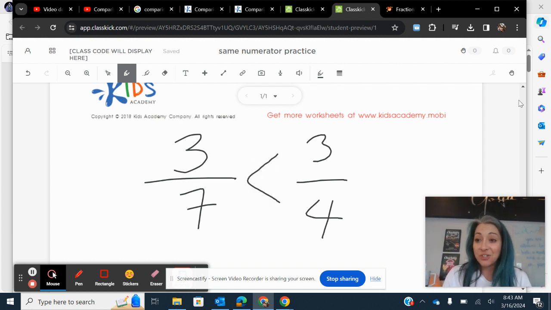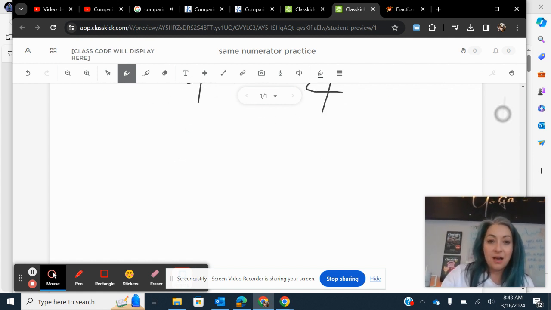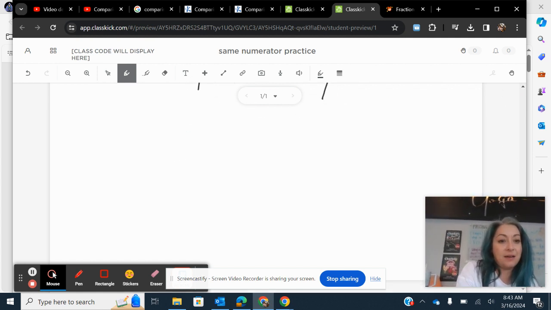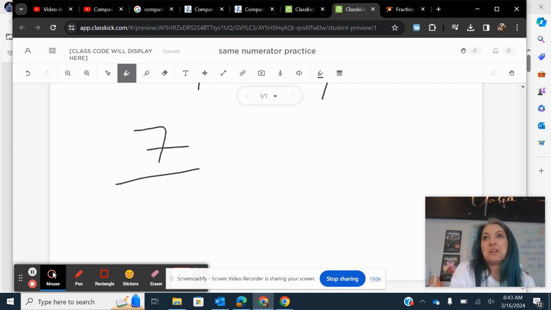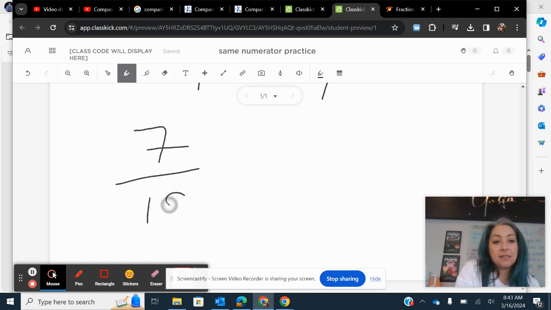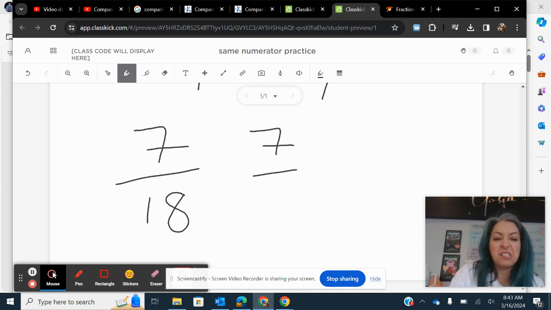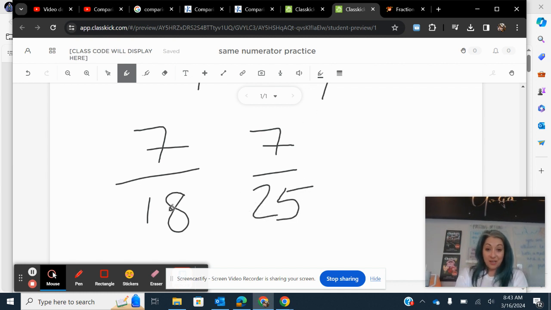I'll do one more just to show an example. Let's do a random number. 7/18 and, let's go even bigger, 7/25. Okay, so think about that. If you have a cake and you have to split it between 25 people, that's going to be some really small pieces. But if you only have to split it between 18 people, still kind of small pieces, just not as small.